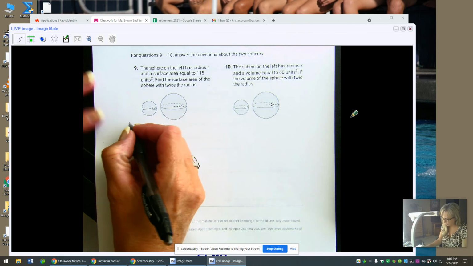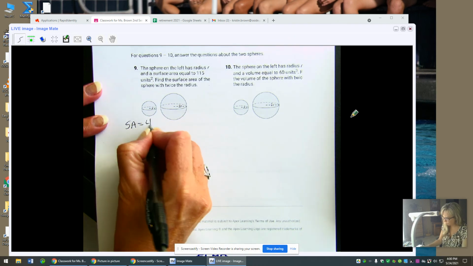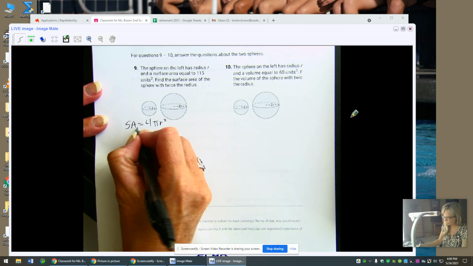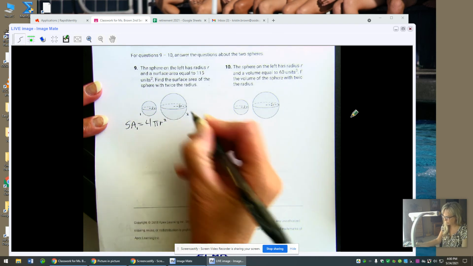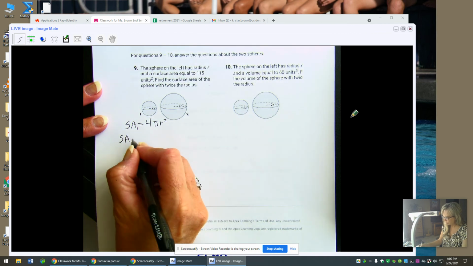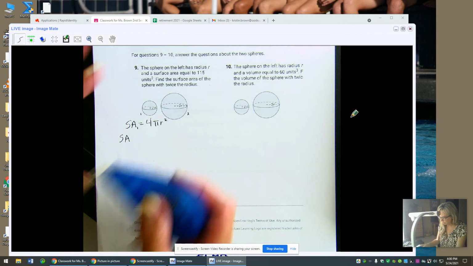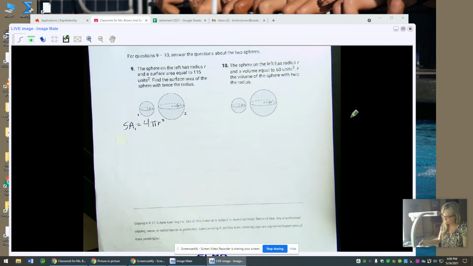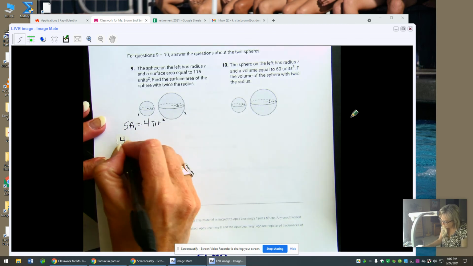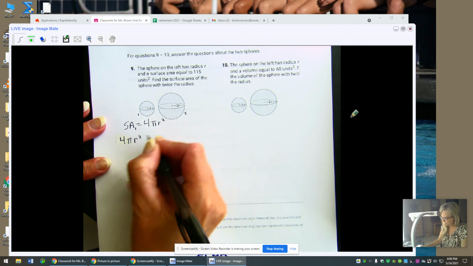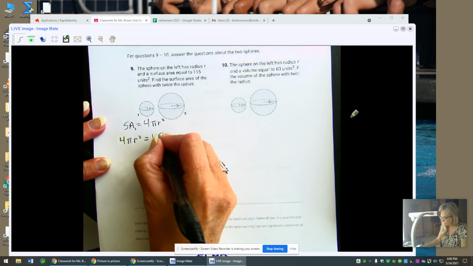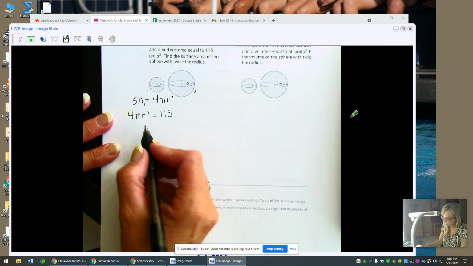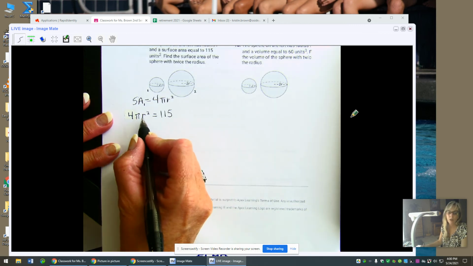The surface area of a sphere is 4 pi r squared. Let's call this sphere number 1 and this one number 2. They told us the surface area of that sphere was 115, so I'm going to use that information. We know this is the formula, but we already know what it equals, 115. So we're going to use that to find the radius. We're going to solve for r.